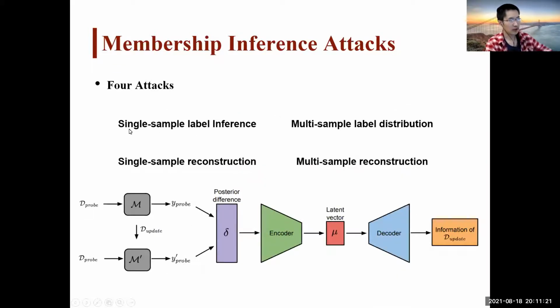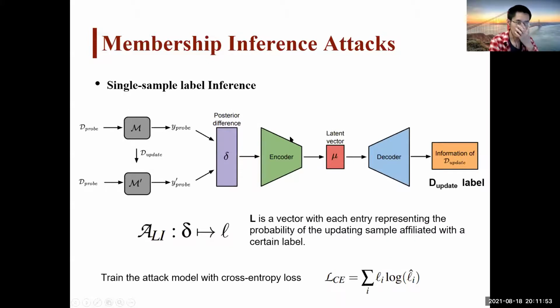Here, for the single sample and multi-sample, that means in online learning we will use different update data to update the target model. For the single sample, they assume that in each update cycle, the update dataset only contains one single data. For the multi-sample, the update data will contain multiple samples. That is the definition of single and multiple. And next, the first and easiest one is the single sample label inference.